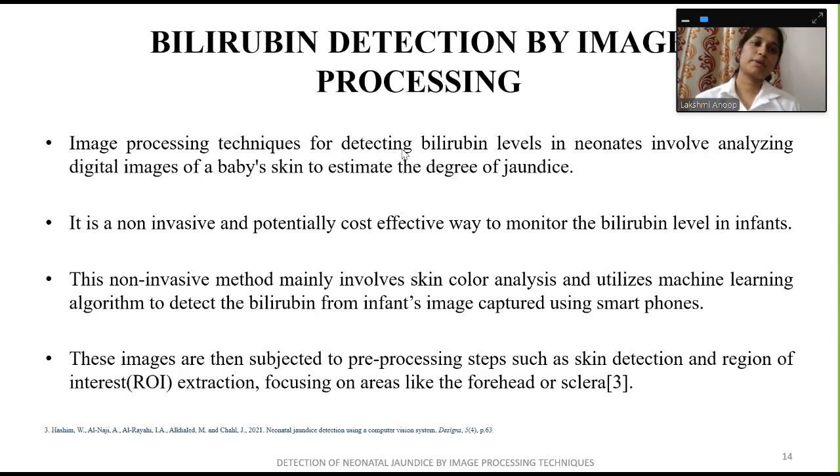Next is bilirubin detection by image processing. Image processing techniques for detecting bilirubin levels in neonates involve analyzing digital images of the baby's skin to estimate the degree of jaundice. As I already mentioned, it is a non-invasive and potentially cost-effective way to monitor bilirubin levels in neonates. This non-invasive method mainly involves skin color analysis and utilizes machine learning algorithms to detect bilirubin from infants' images captured using smartphones. These images are then subjected to pre-processing steps such as skin detection and region of interest extraction, focusing on areas like the forehead or sclera.